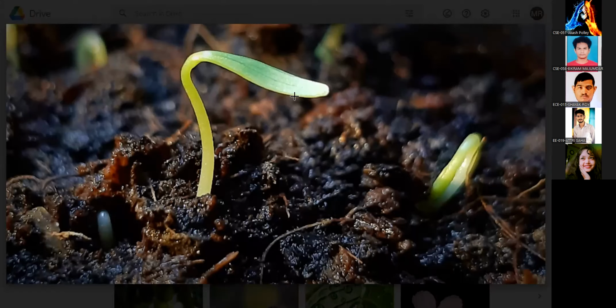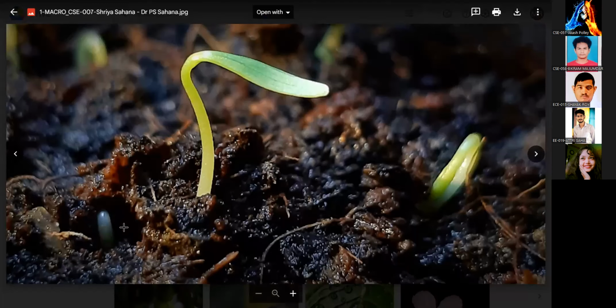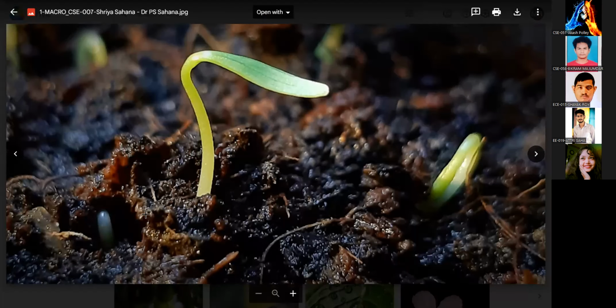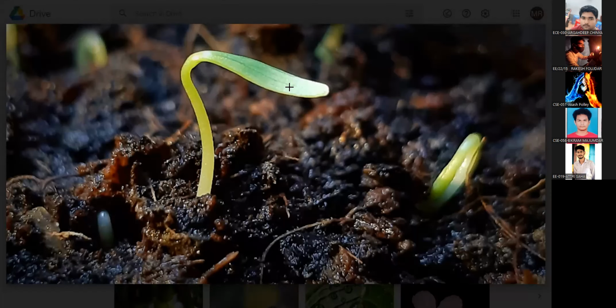Anyway, this is a kind of story picture. Some of the seeds are already coming out from the mud, another has come out, and another has already raised its head. This is a very nice picture, and it is also in focus. So nothing to say. It is a good picture. Okay.